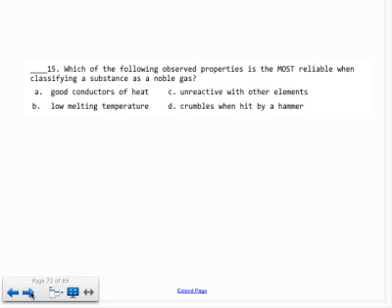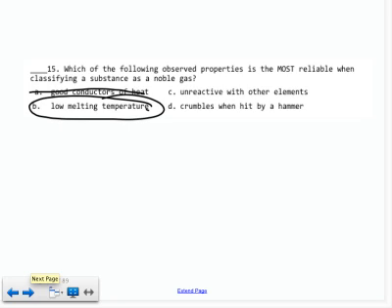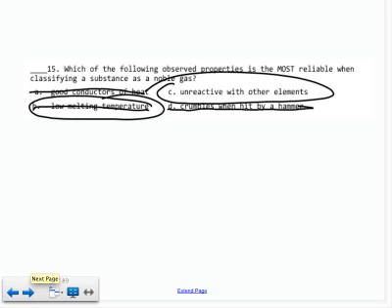Answer choice B. Which of the following observed properties is the most reliable when classifying a substance as a noble gas? Well, any gas is not a good conductor of heat. Noble gases do have low melting temperatures, but there are other elements that have low melting temperatures, so that's not the best measurement. All the noble gases are very unreactive with other elements, so that's probably it. And if you look at this, crumbles when hit by a hammer, well, gases aren't going to do that. So the answer here is C.